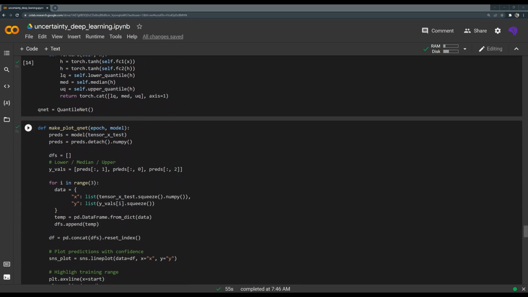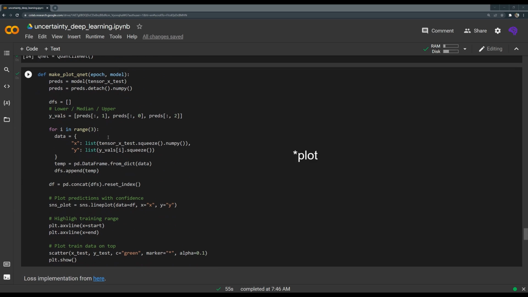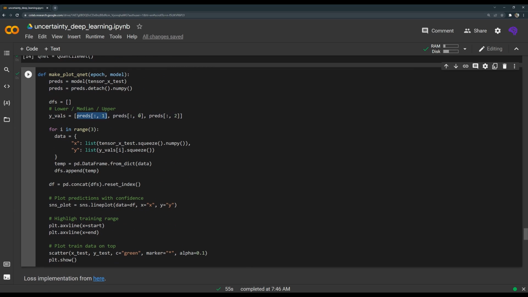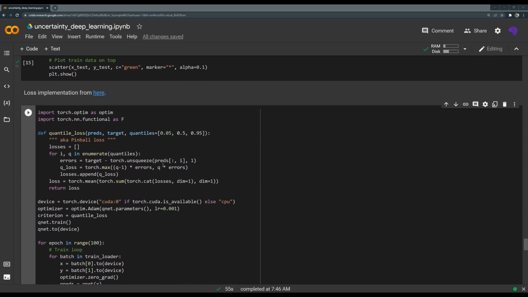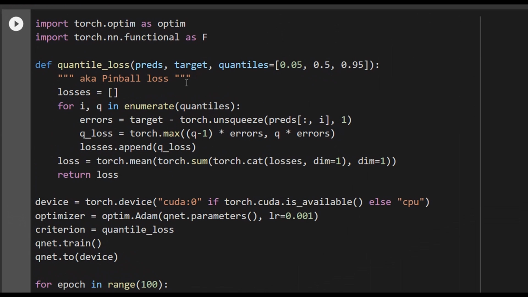Just like before, I have a helper function that prints the predictions: in the middle, which is the median, the lower bound, and the upper bound. And the rest is just the same as before. Now let's have a look at the loss function. As said before, we use the pinball loss. For that, we have to define some quantiles, and we can define these quantiles directly in the loss function. For example, we want to estimate the median and the 0.05 and 0.95 quantiles.